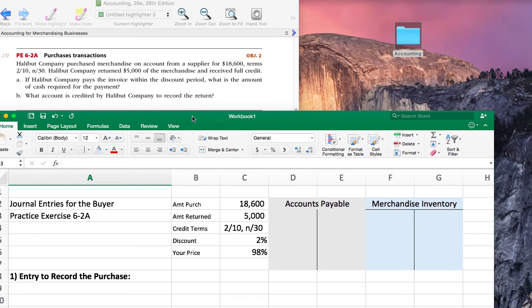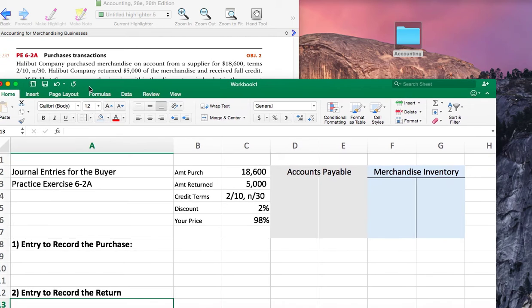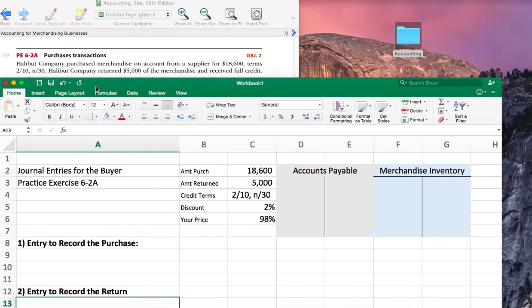I'm going to use the information from practice exercise 6.2a. And it's just 2 sentences here, and I'm going to read those, and then we're going to create journal entries for you to see exactly what happens when a buyer purchases merchandise inventory. It says, Halibut Company purchased merchandise on account from a supplier for $18,600. Terms 2/10, n/30. Halibut Company returned $5,000 of the merchandise and received full credit. And then we're going to assume that Halibut Company pays off the liability.